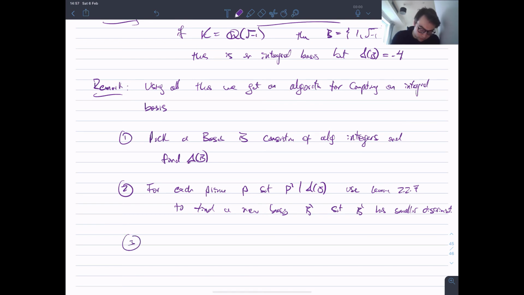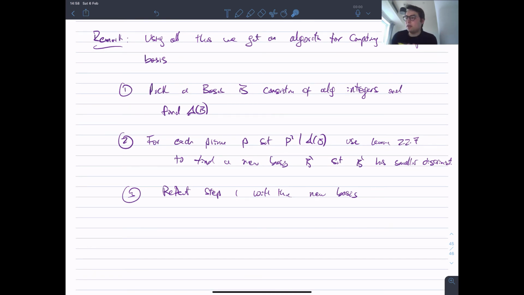And now, third is just repeat step 1 with your new basis. You don't have to repeat the whole step 1, but with the new basis. So you'll know it's a basis, so you don't have to pick a new basis. So you have your new thing, you compute the discriminant of this new one. It's going to be smaller, so there'll be less primes showing up. And then now there's a smaller list of primes such that their square divides the new discriminant, and do this. And every time you do this, you're going to somehow take out a factor of p squared off the discriminant, and then eventually it's going to complete.